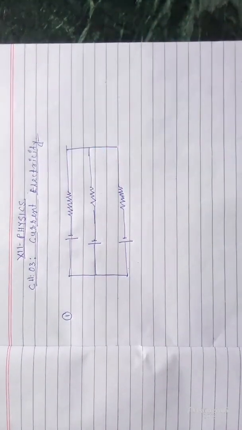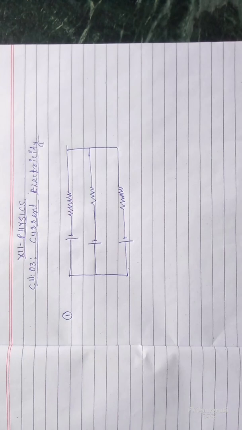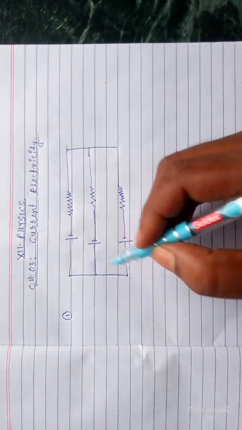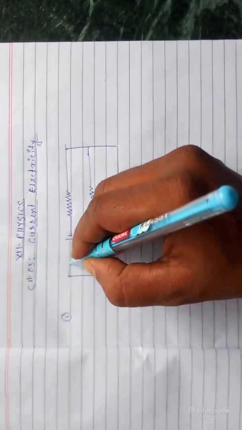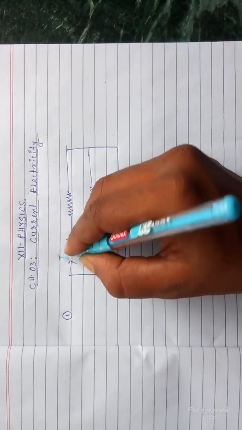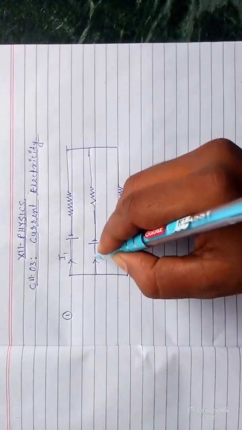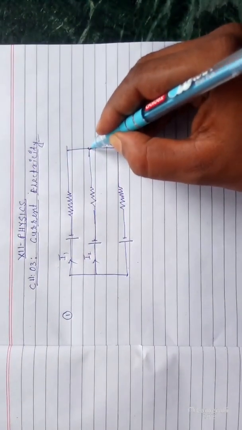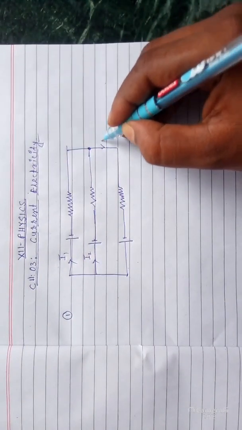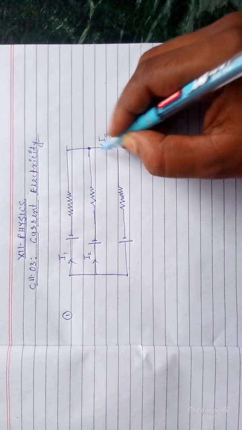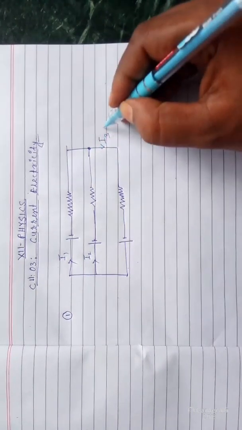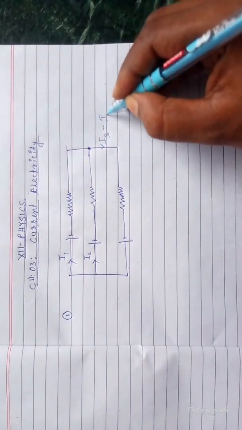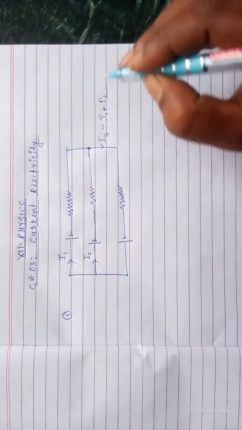First of all, you have to take currents in the different branches by KCL. Suppose a current I1 is flowing through it, I2 is the current flowing through it. So the total current will be meeting at this point and the current I3 is coming through it. And obviously the value of I3 is equal to I1 plus I2.